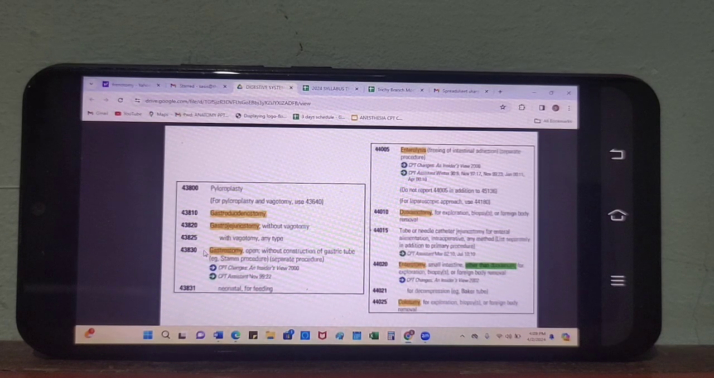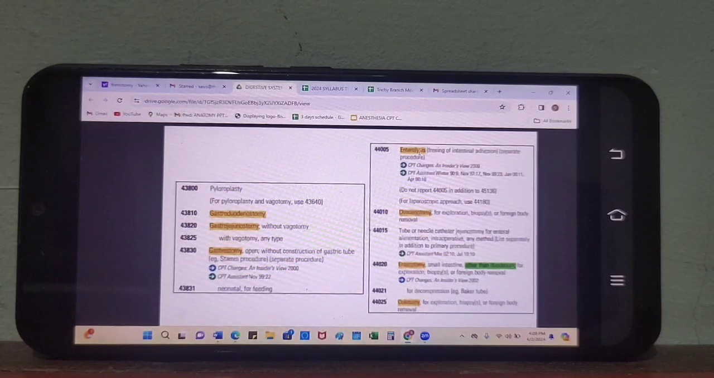Then what is the meaning of adhesion? Adhesion is a glue-like material. It can form anywhere in our body. Lysis means destroy. Destruction of adhesions, go for 44005.